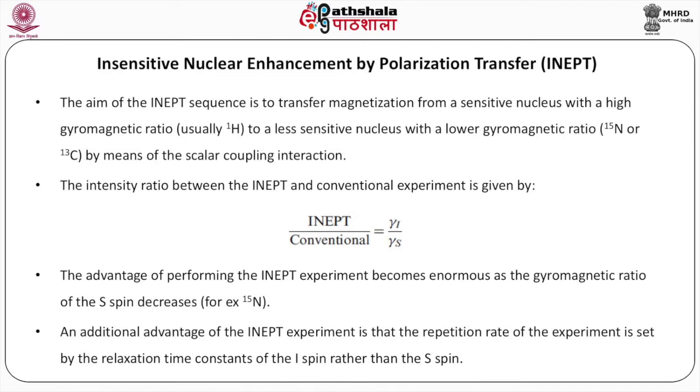The advantage of performing the INEPT experiment becomes enormous as the gyromagnetic ratio of the S spin decreases. For example, N15 has 1/10 the gyromagnetic ratio of proton. An additional advantage of the INEPT experiment is that the repetition rate of the experiment is set by the relaxation time constants of the I spin rather than the S spin.